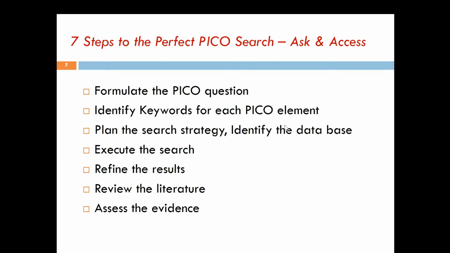Next, this is elaborate, how to ask a question. Before we ask a question, we need to do a PICO search. This includes the ask and assess stages of the 5-step process model. It includes formulating the PICO question. PICO is a short form, which later on we also go into detail. Identify keywords for each element, plan the search strategy, identify the database, execute the search, refine the results, review the literature, and assess the evidence. That's what we always do, okay?